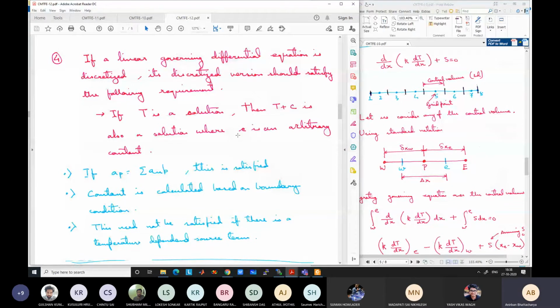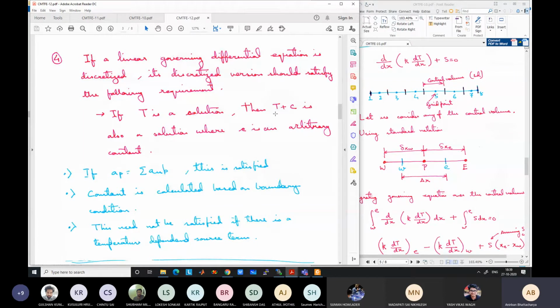The constant C needs to be calculated based on the boundary condition. Without considering the boundary condition, for any solution T, T plus C, where C is an arbitrary constant, is also a solution.